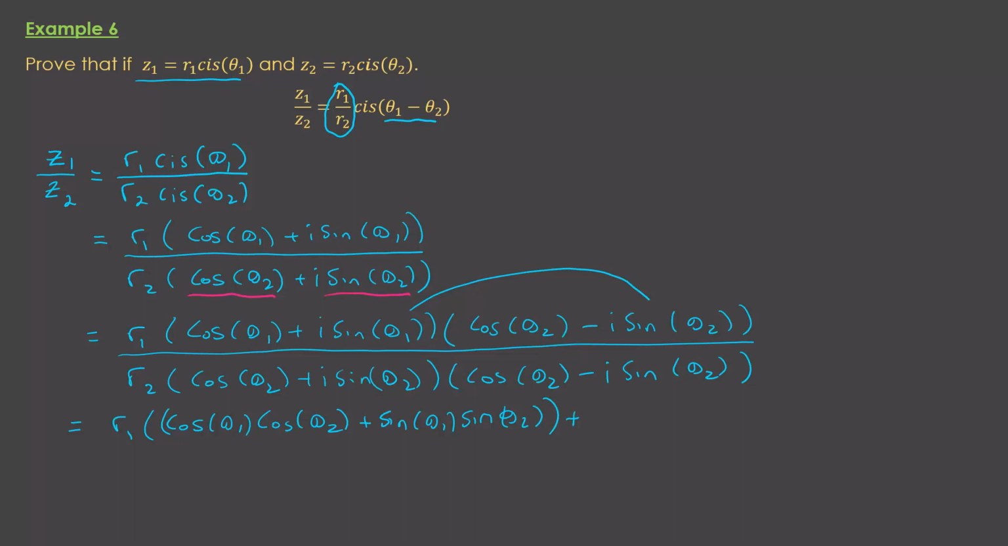And then we're going to get plus i into sine theta 1, cos theta 2. So sine theta 1, cos theta 2 comes from that. And then we'll have minus sine theta 2, cos theta 1.